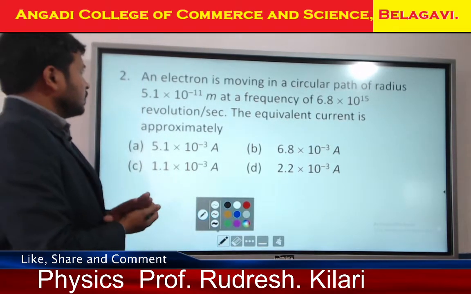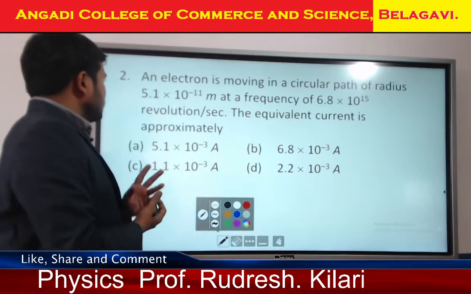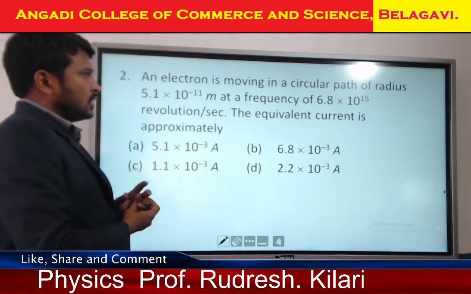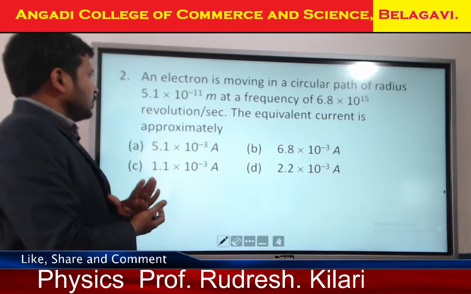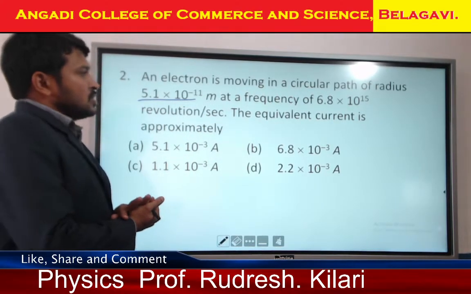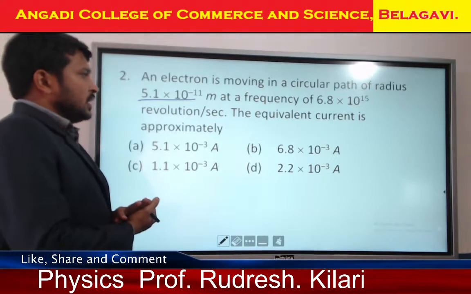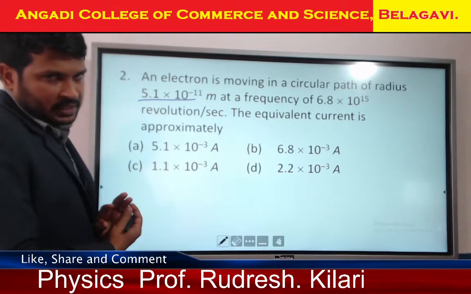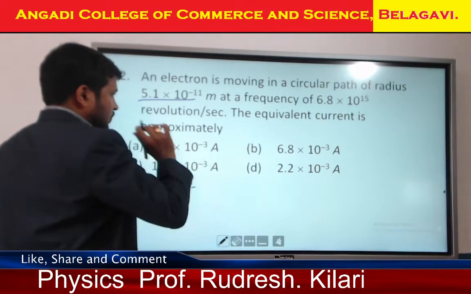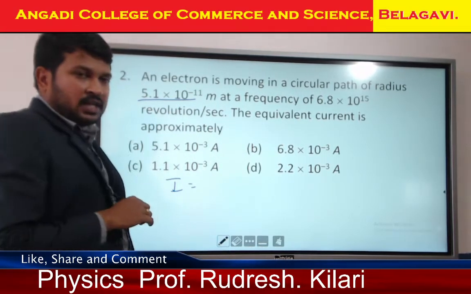Okay, next question. An electron is moving in a circular path of radius 5.1 into 10 to the power of minus 11 meter and frequency 6.8 into 10 to the power of 15 revolutions per second. The equivalent current is approximately. I will write here I equals. The frequency as well as the radius they have given.